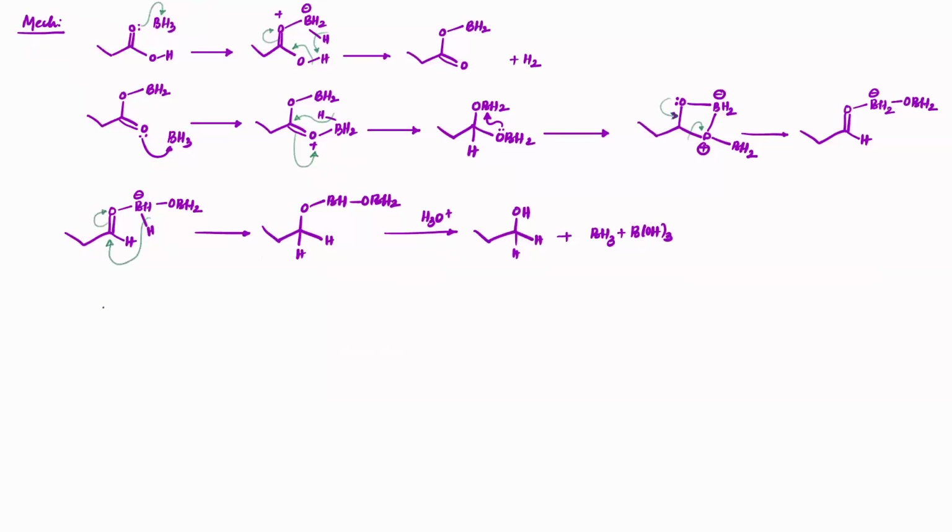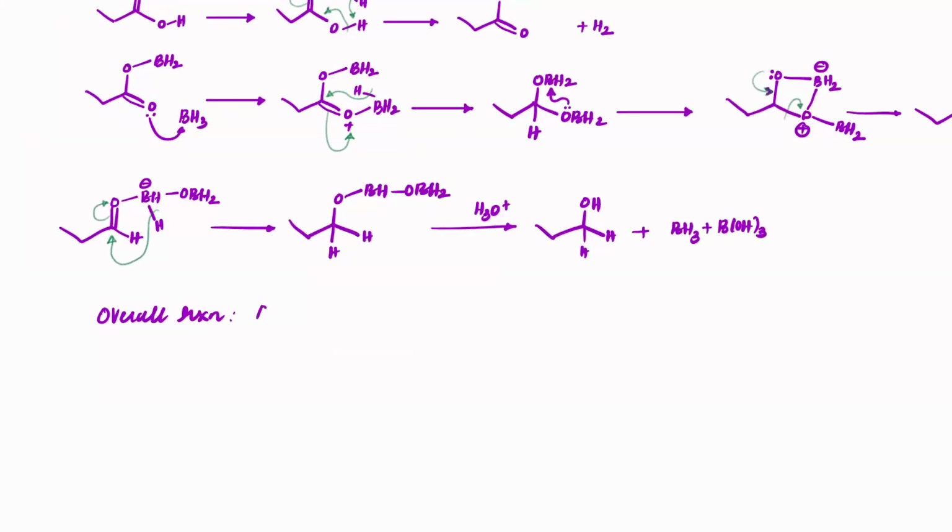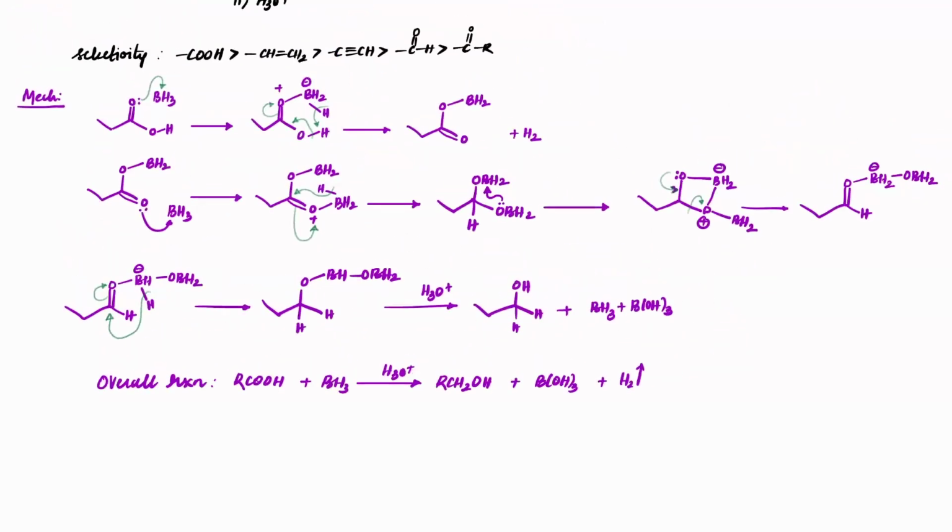So if I write the overall reaction, that has to be RCOOH plus BH3 on hydrolysis. Got it? That is giving RCH2OH plus B(OH)3 plus H2 plus H2. Okay, this is what you will get.